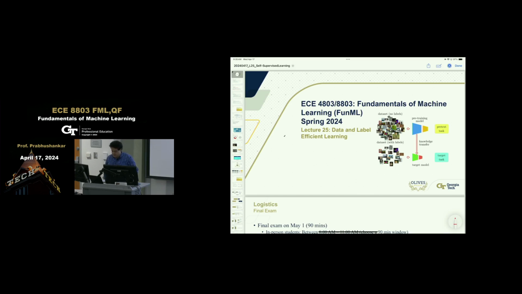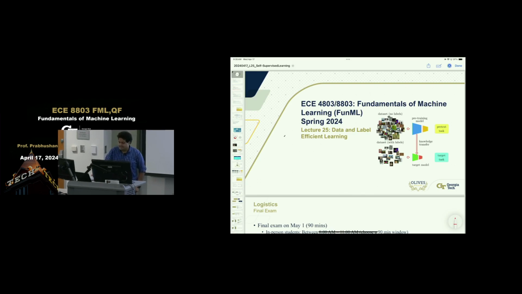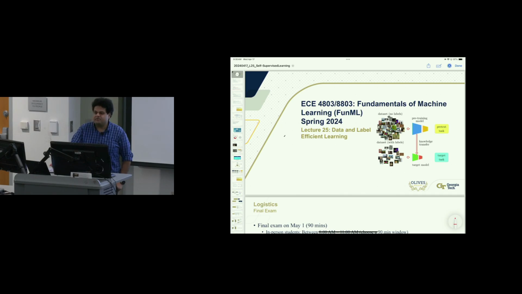All right, good morning. So the next two lectures will be the last part of the course, which is going to be about data and label efficient learning. Since we started with deep networks somewhere in March, we completed CNNs, then autoencoders, then sequence modeling, followed by explainability, and we just had one lecture on robustness, specifically concentrating on anomaly detection.